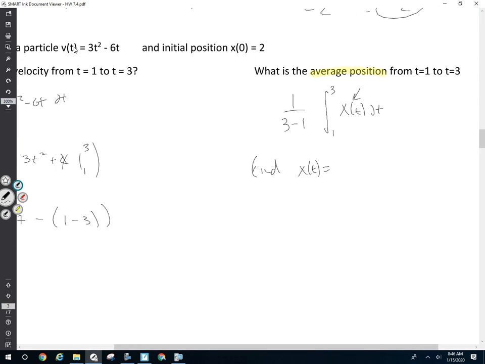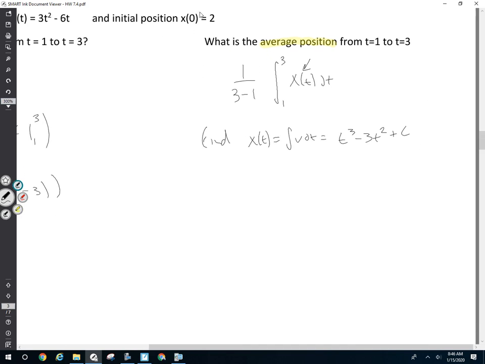Well, I got to take the antiderivative of v. And I get t cubed minus 3t squared plus c. I am told that the initial position x of 0 equals 2. I need to use that to find c. C is 2. Here's x of t: t cubed minus 3t squared plus 2. Okay, now to finish this off, 1 over b minus a times the integral from a to b of this, we'd have to calculate this.